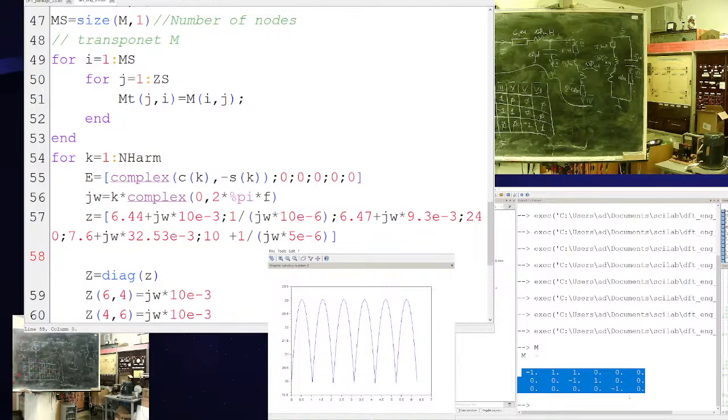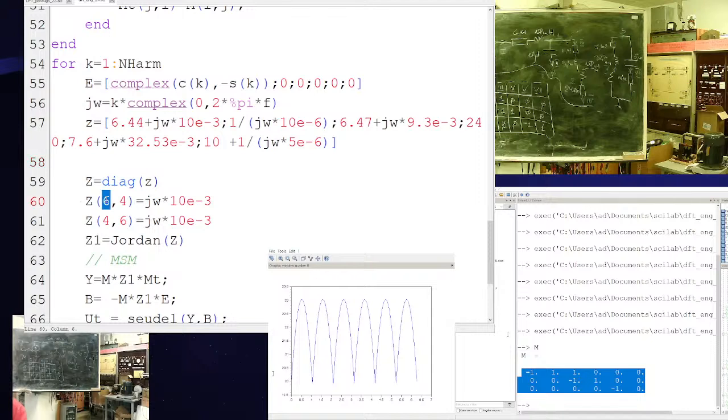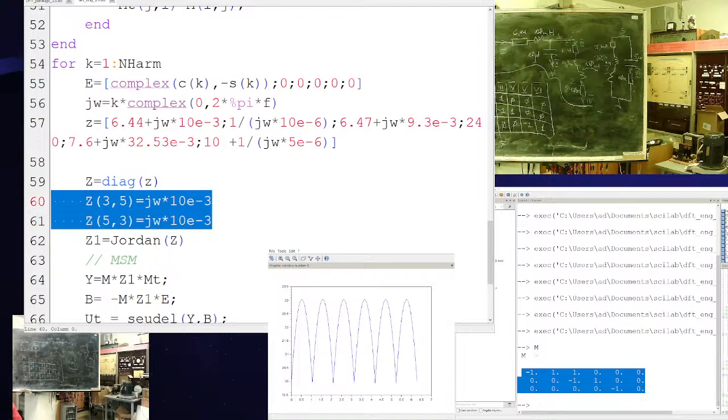I have my branch resistance, but what else do I have? Magnetic coupling between branches 3 and 5. Sorry, 3 and 5. So 3, 5 and 5, 3. I have one coupling. If I had more mutual inductance, I would need to put in more of these pairs. They appear in pairs.